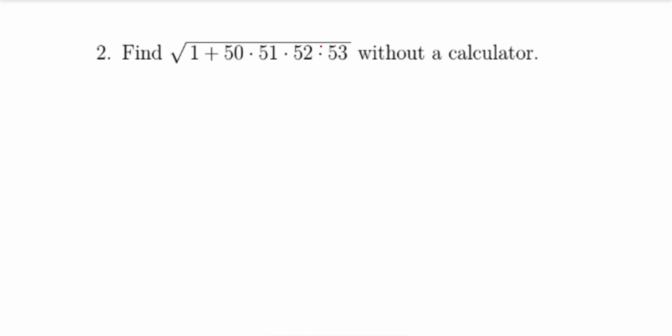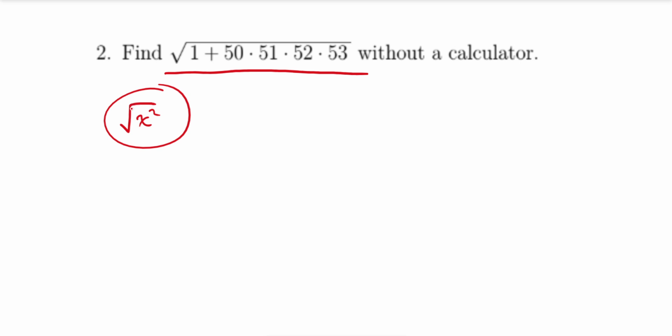So this is problem two from the computational section, and it wants us to find this radical without a calculator. So yeah, what's the strategy here? Well, preferably we want to get to a place where all we're left with is taking the square root of a perfect square. If we could somehow manipulate this into that form, that would be really great for us. So we're going to try.